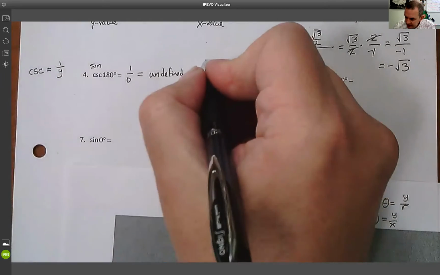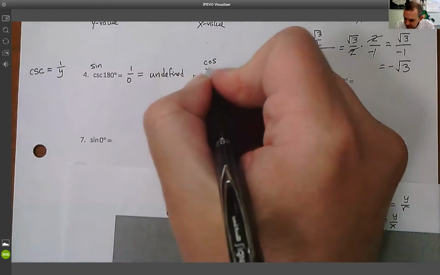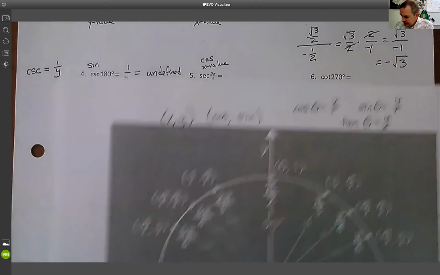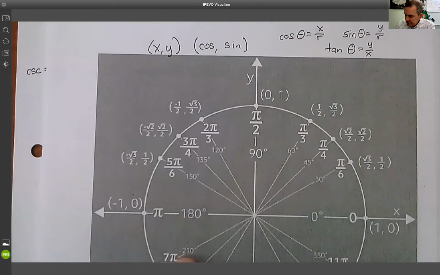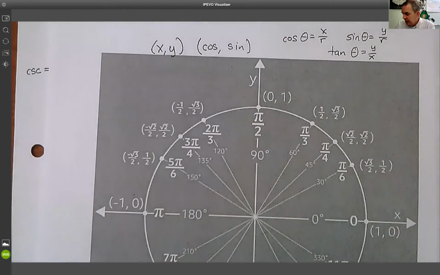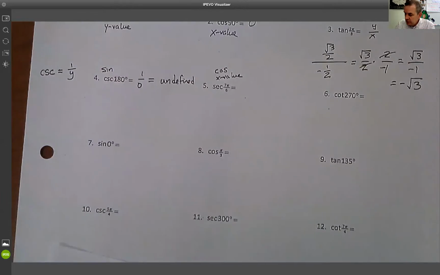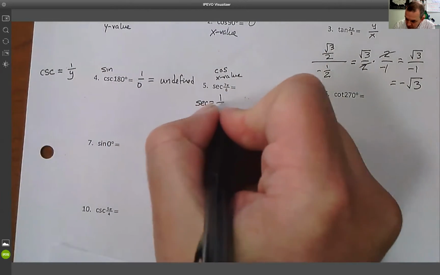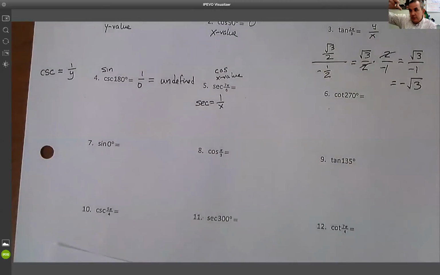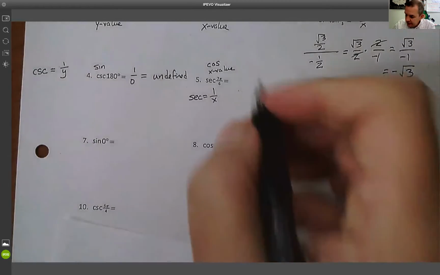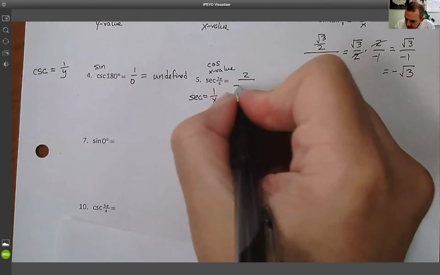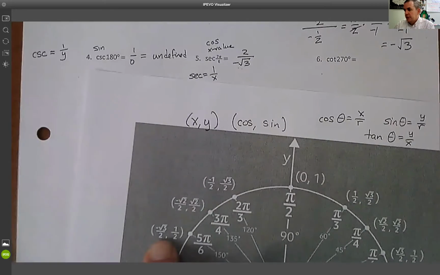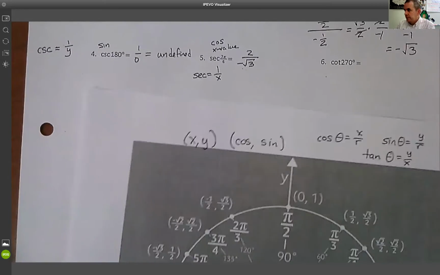Secant has to do with cosine. So cosine has to do with x values. I'm looking at 7 pi over 6. Here is 7 pi over 6. I'm looking at the x value. It's negative root 3 over 2. But what I want to do is, again, secant is going to be 1 over x. So I'm taking whatever the x value is and taking the reciprocal of it. So in this case, it's going to be 2 over negative root 3, because I take that negative root 3 over 2 and I just take the reciprocal.